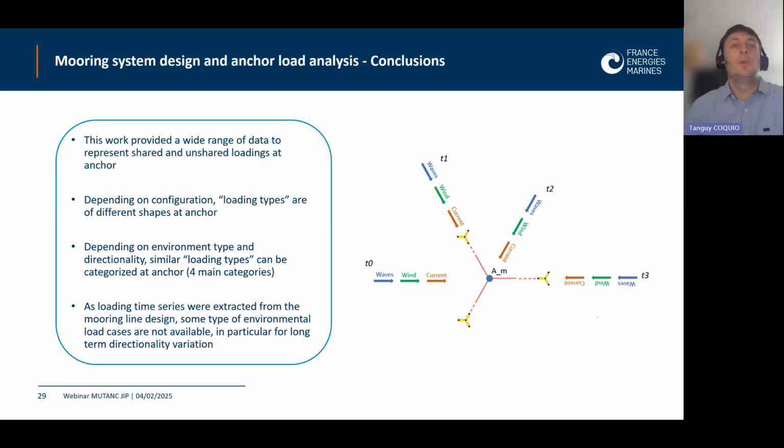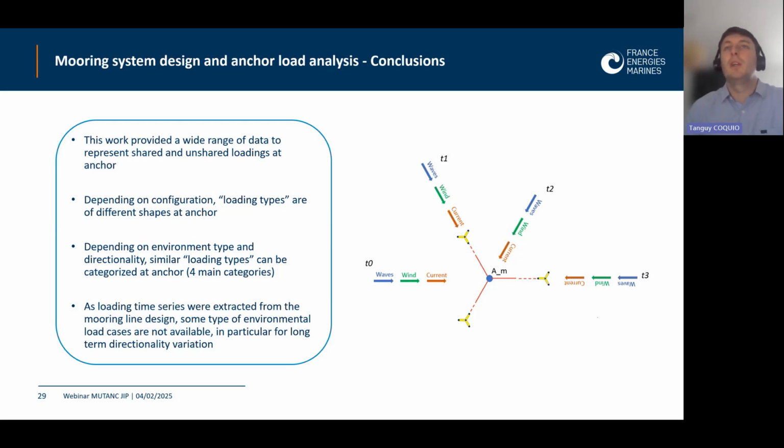And also, sorry, I just missed a point. Depending on the configuration, in particular if you have a lot of stiffness or a lot of chain, you will have very different shapes than with polyester or nylon material. And as loading time series were extracted from the mooring line design, some types of environmental load cases are not available at the moment, but are being built for the geotechnical analysis.